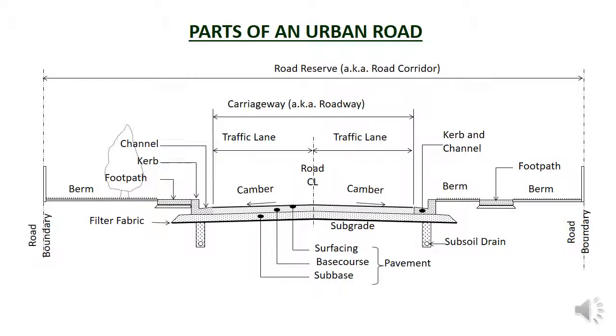Roads are exposed to both rain and groundwater. Water on the road surface can make it slippery and dangerous to drive. Water under the road, known as subsurface water, can weaken the formation and pavement layers. Therefore, we need to deal with both surface and subsurface water, and this is done with drainage systems, which consist of a curb and channel for surface water and subsoil drains for subsurface water.